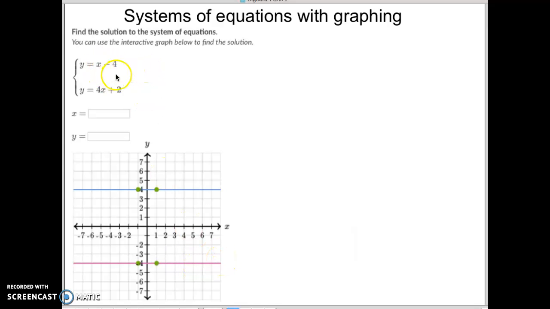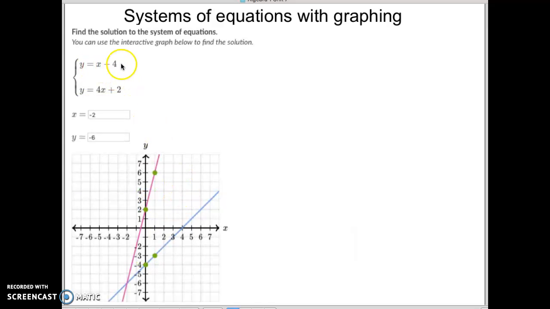All right, so we're going to graph these. These are in y equals mx plus b format. So we're going to start with the intercept, then do the slope. And I'm going to quickly do that. You know how to do that. So when I graph these, this blue line had a y-intercept of -4, a slope of 1, so I graphed that. This one had a y-intercept of 2, a slope of 4, so up 4 over 1.